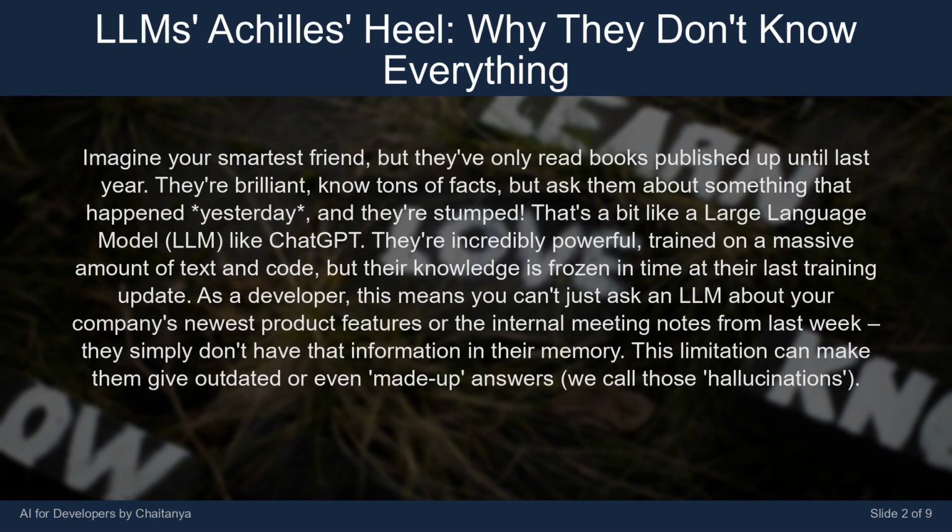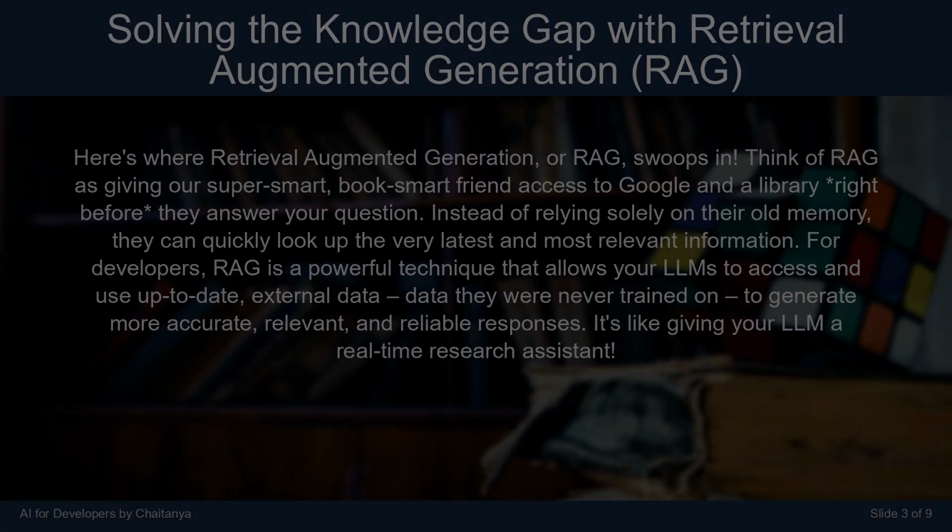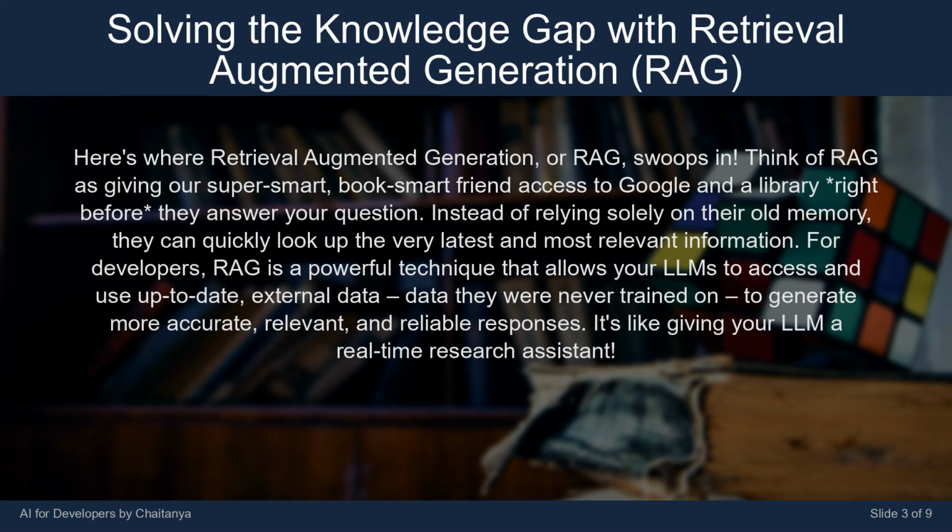their last training update. As a developer, this means you can't just ask an LLM about your company's newest product features or the internal meeting notes from last week. They simply don't have that information in their memory. This limitation can make them give outdated or even made-up answers. We call those hallucinations. Here's where Retrieval Augmented Generation, or RAG, swoops in.